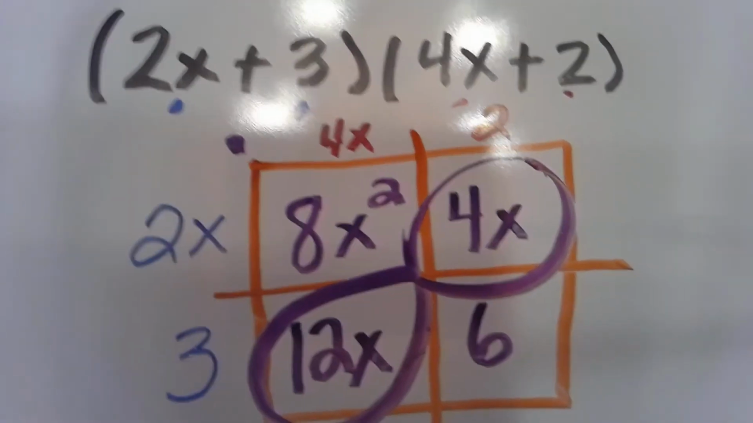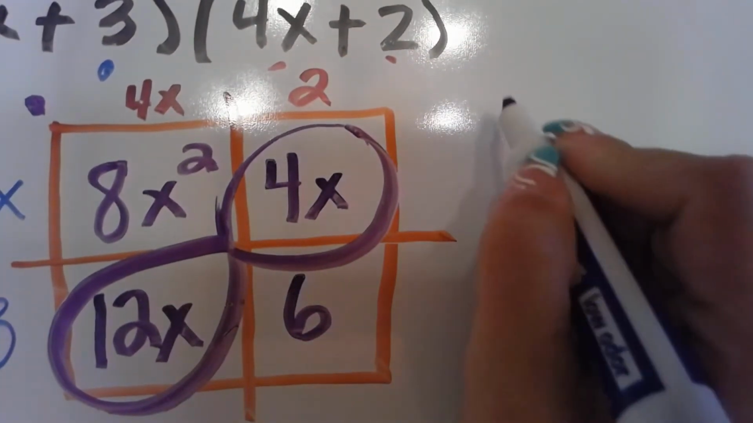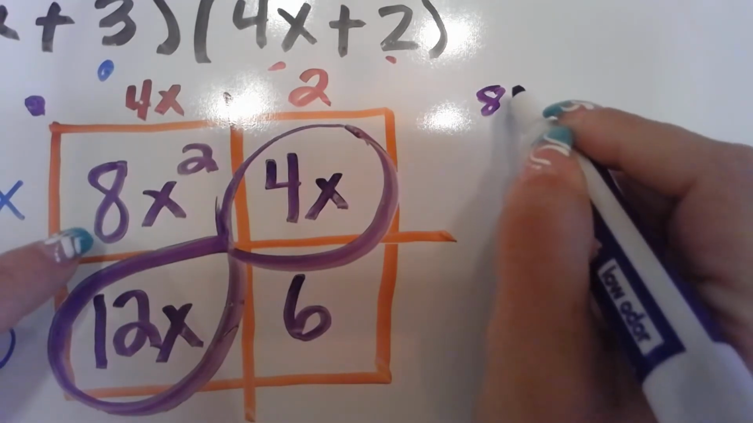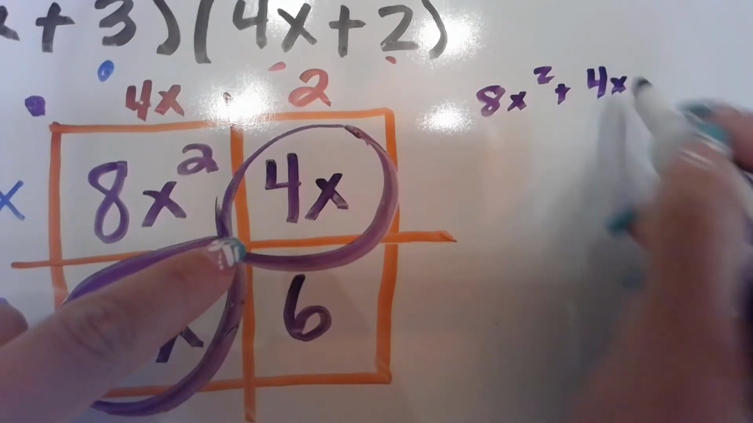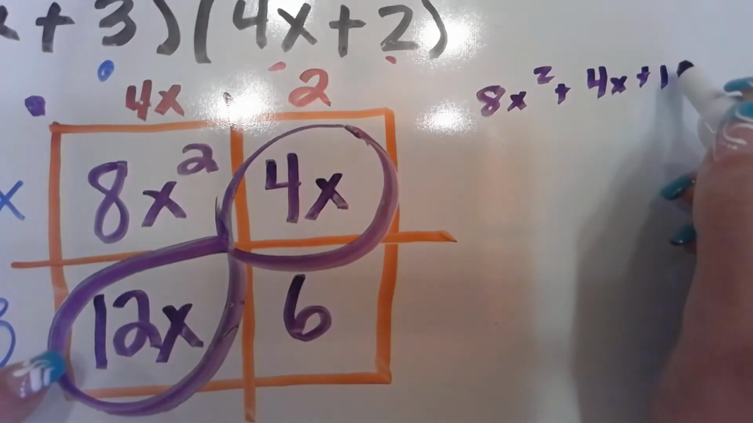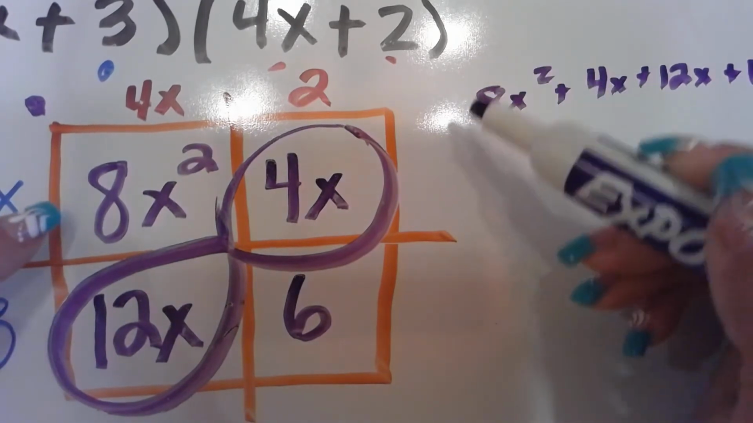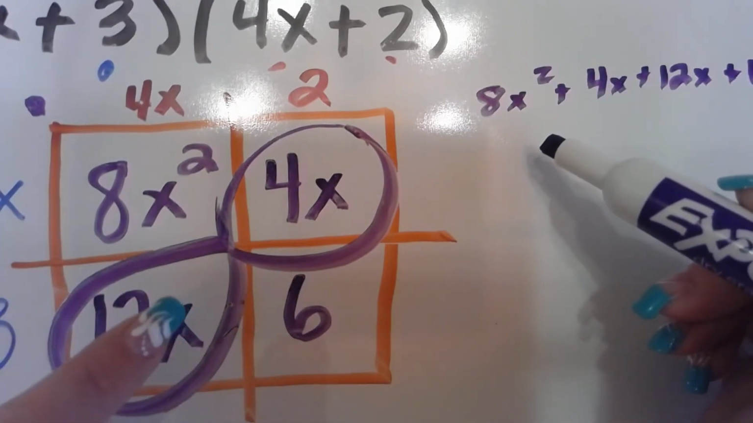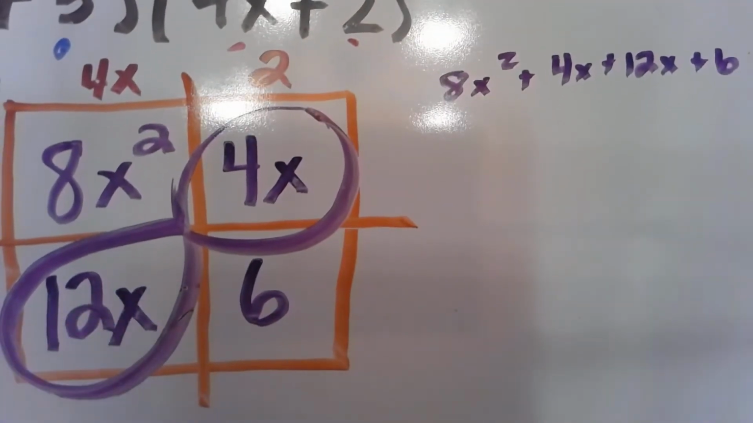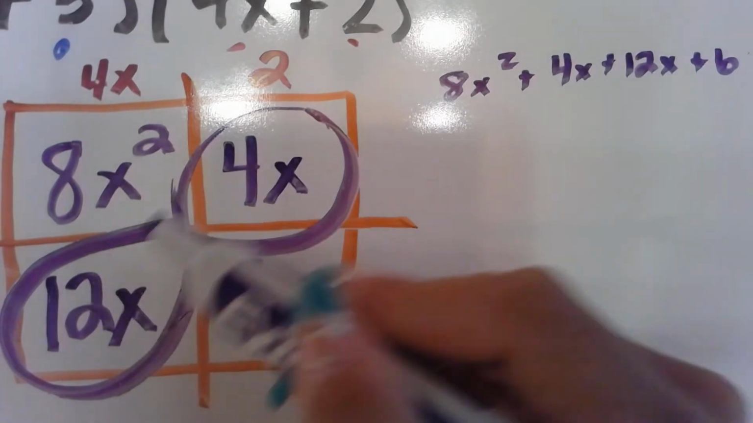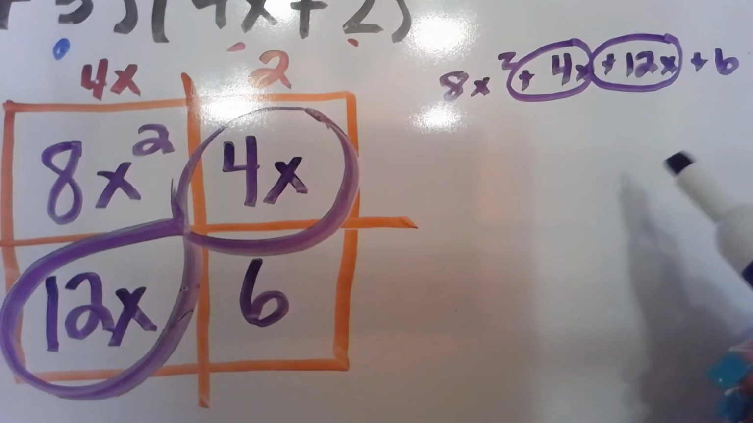And if we want to write this out off to the side, we can write it as 8x squared plus 4x plus 12x plus 6. We're getting the plus signs because they're all positive. We have no negative numbers. Let me scoot that over. I apologize. And when I circle these two, I'm essentially circling these two right here.